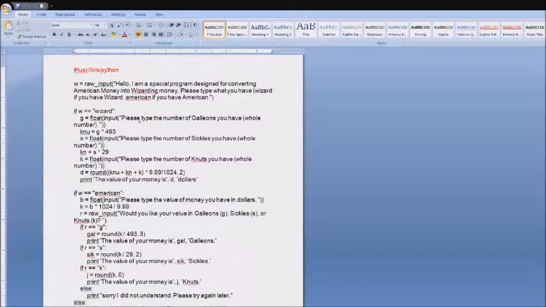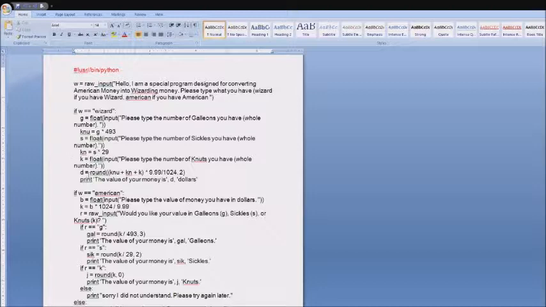So this is, please type the number of galleons you have, and say they enter 2. Then you want to convert that to nuts, and I'll explain why in a minute. You multiply it by 493, because 17 times 29 is 493, so there are 493 nuts in a galleon. And then you do the same thing here with sickles, multiplying by 29.